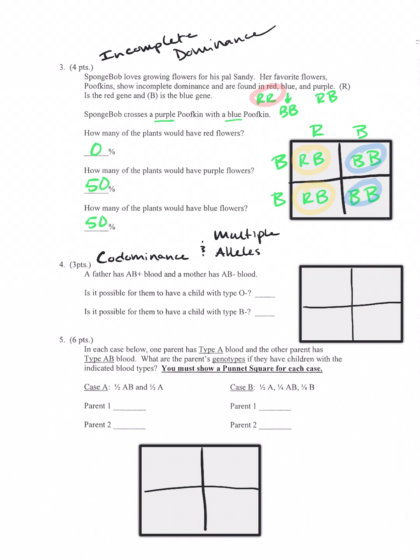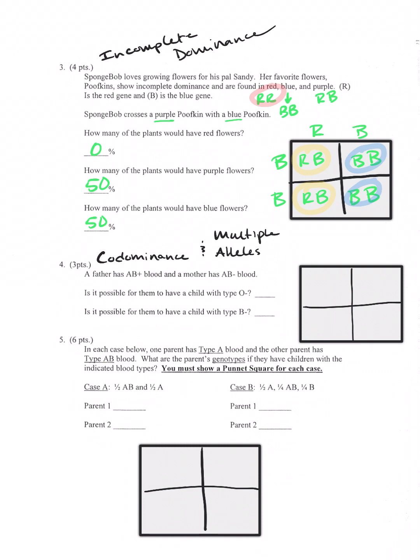The next problem, number 4, involves both codominance and multiple alleles. It says a father has AB positive blood and a mother has AB negative blood. And then we're going to answer 2 questions: whether it's possible for them to have a child with type O blood, and if they can have a child with B negative blood.